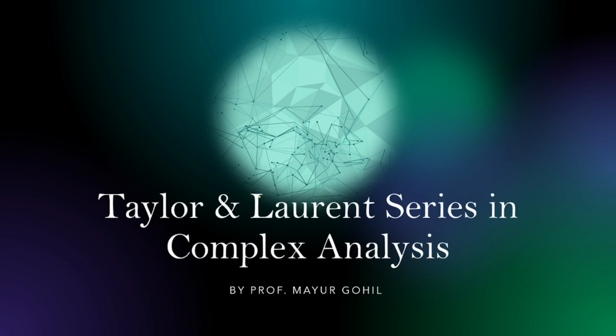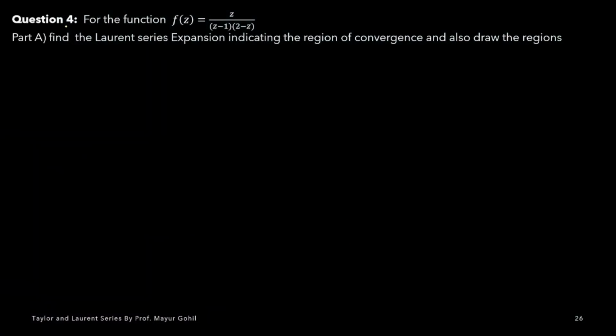I'm Mayur Gohil. In this video lecture, let us see a new kind of question where we are asked, for the following function f of z equals z upon (z minus 1) into (2 minus z), to find the Laurent series expansion and also to find the region of convergence, indicating the region, and we have to draw. So there are three things we have to do. First, we have to find the region of convergence. We have to find the Laurent series expansion, and we have to draw the region of convergence.